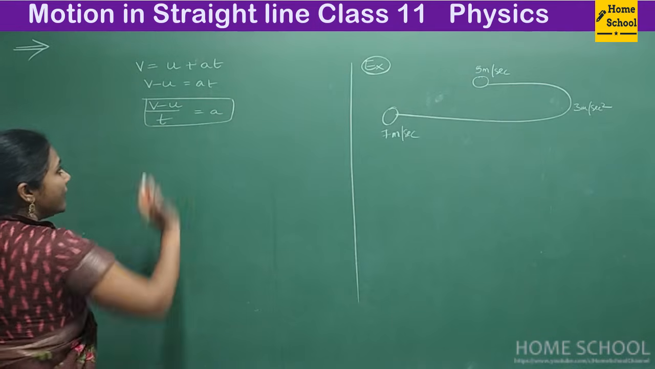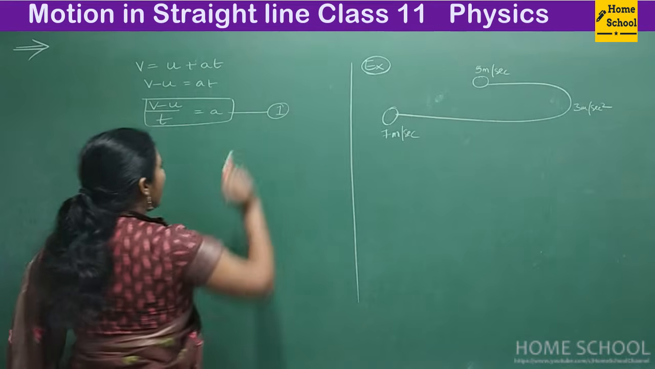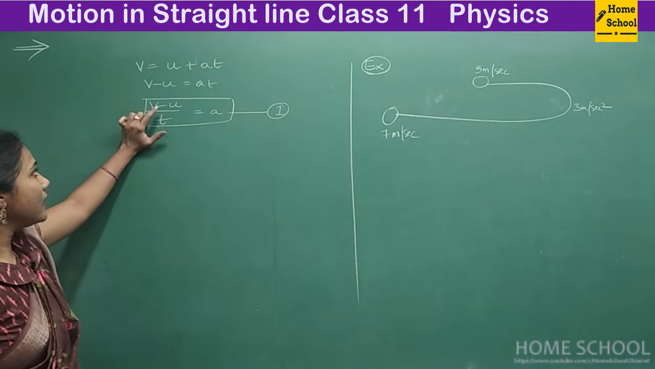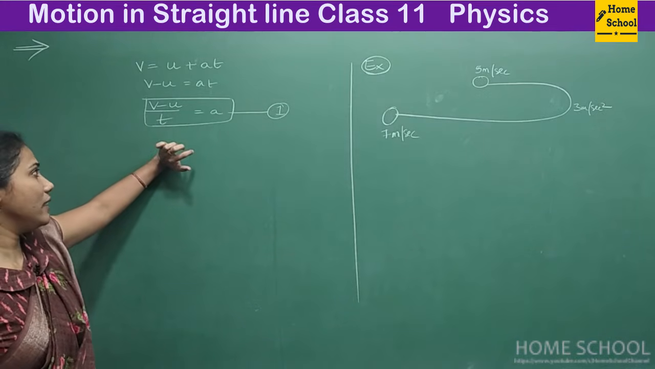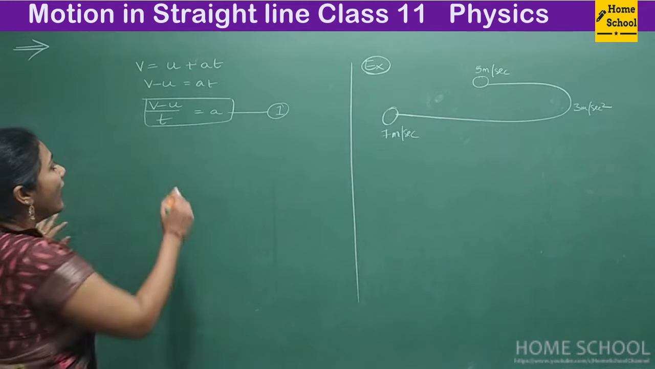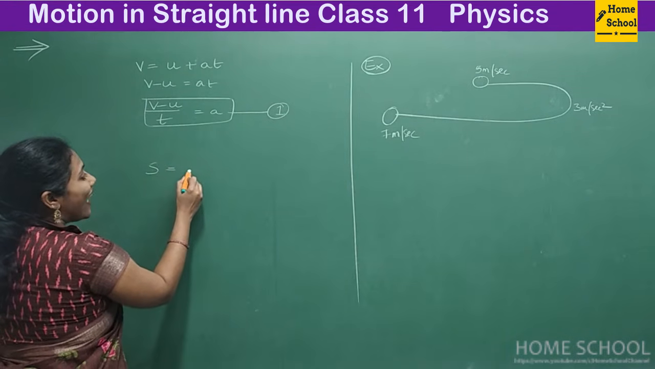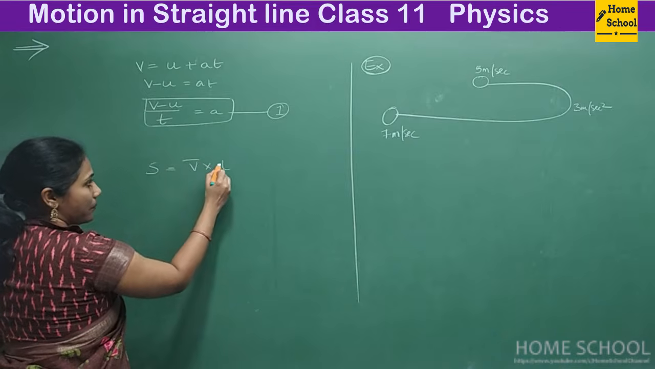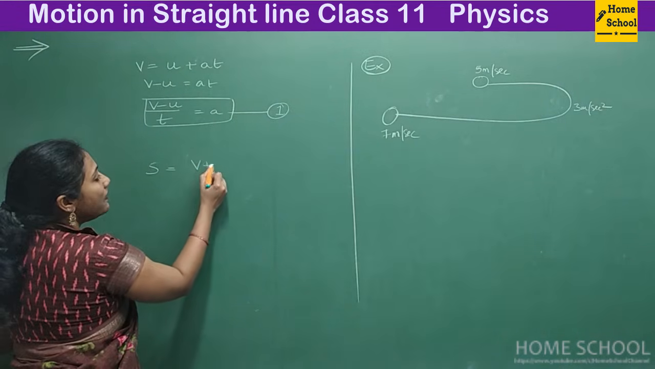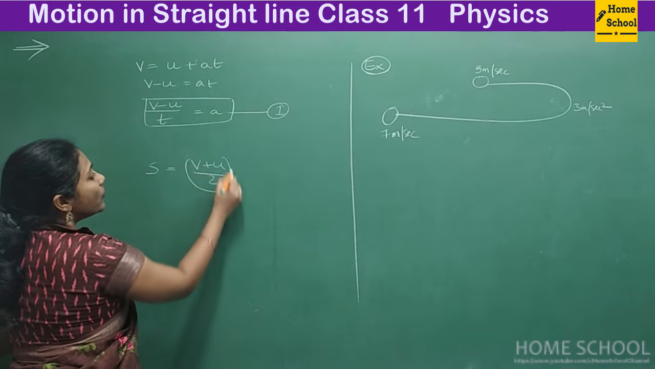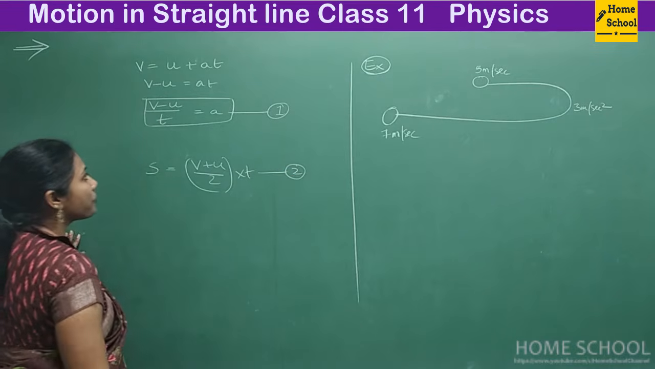So this is one equation I got. Let me call this equation 1: final velocity minus initial velocity by t is equal to a. Fine. And now we have a formula for displacement. So displacement is equal to average velocity into time, right? So what is average velocity? v plus u by 2, into t. Let me call this equation 2.